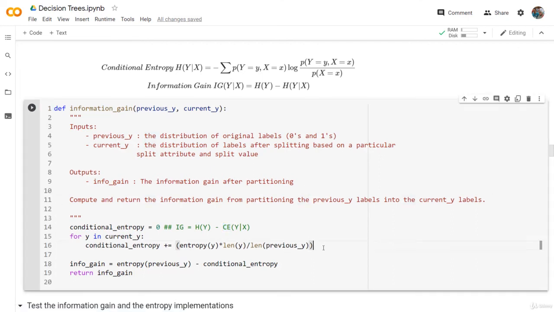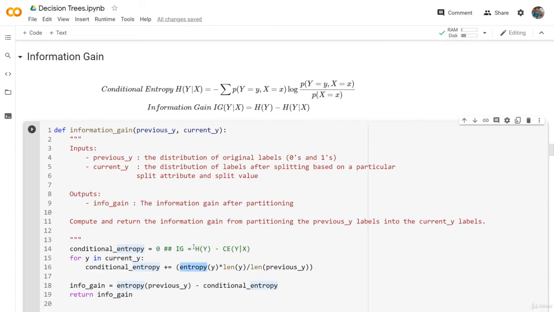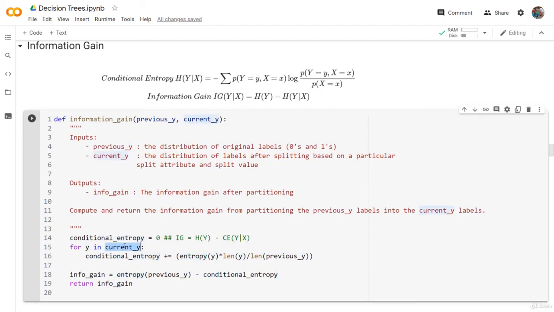So this is another way to write the conditional entropy, right? We are going to loop over all the current y's, or over all the splits, and calculate the conditional entropy based on this. But if you notice here, I am calling the entropy function, right? So here I am calling the entropy function using y. Current y is basically a list of two lists, right? The first list is the first split, or the left hand side, and the second list corresponds to the right hand side.